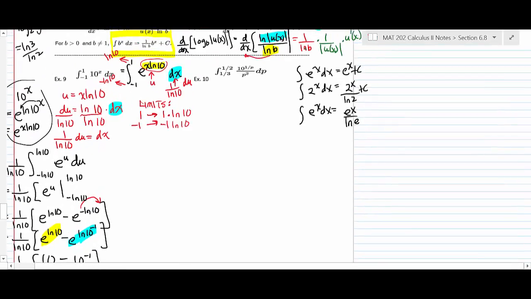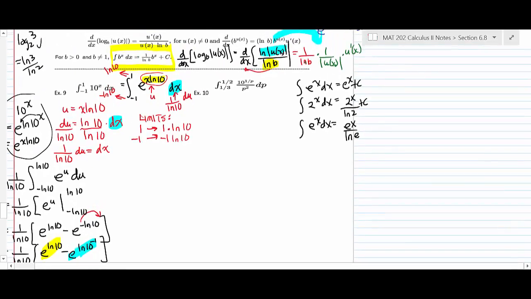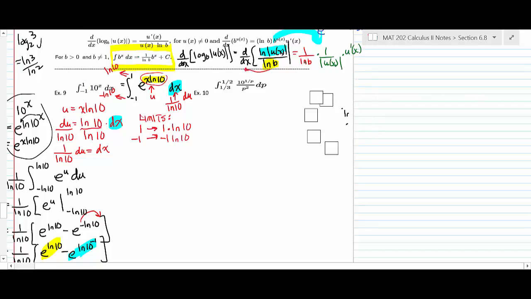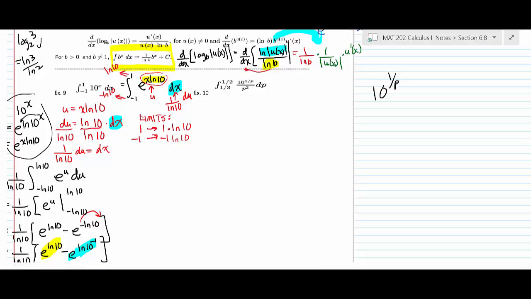Okay, let's look at this next one then. What I want to look at on example 10 is that this is structurally a similar problem. What you have to learn to recognize on these problems is I see this 10 to the 1 over p. Just like the last problem had 10 to the x, we need to rearrange that right there. We're going to try to bypass this rule right here. We don't even need to pay attention to it.